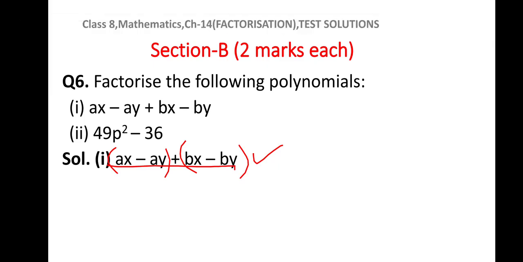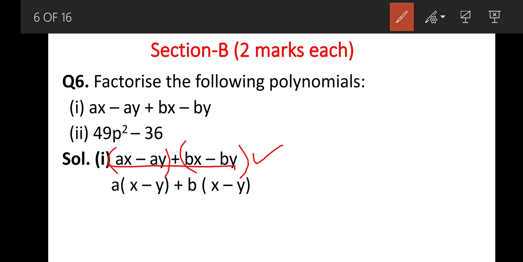So let us see now. After the grouping of these 2 terms which are written inside the bracket, ax minus ay, what is the common factor? a. What will be left inside the bracket? x minus y, plus bx minus by. What is the common factor of these 2 terms? b. What will be written inside the bracket? It will be x minus y.